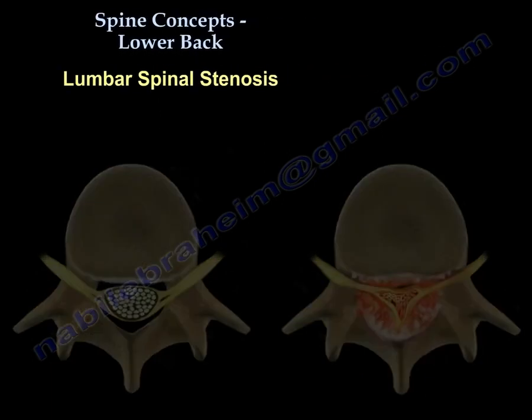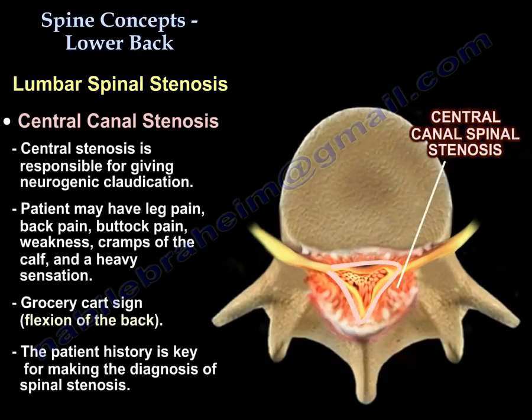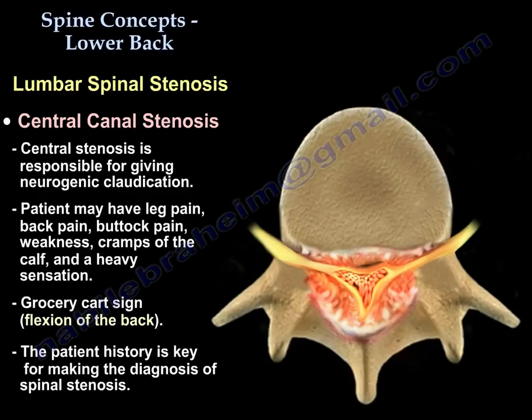The central stenosis is the one that will give you neurologic claudication. Patient may have leg pain, back pain, buttock pain, weakness, cramps of the calf, and a heavy sensation. The grocery cart sign, the flexion of the back. History is the key for making the diagnosis of spinal stenosis.